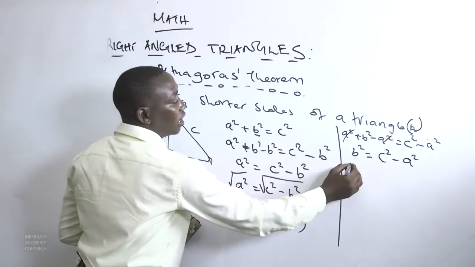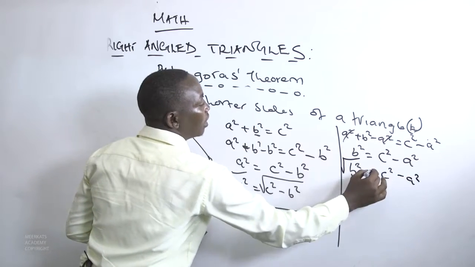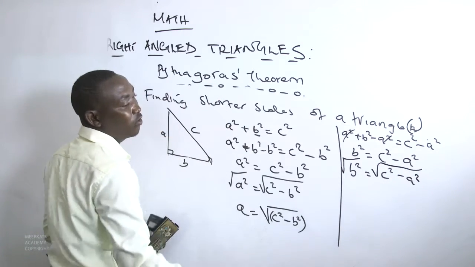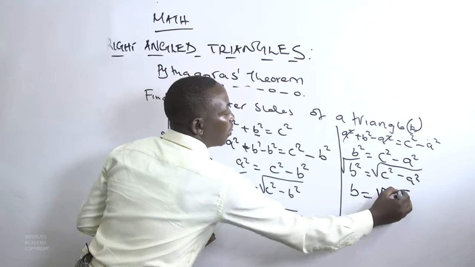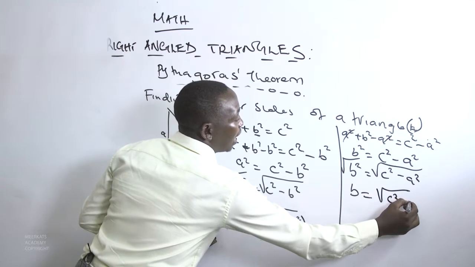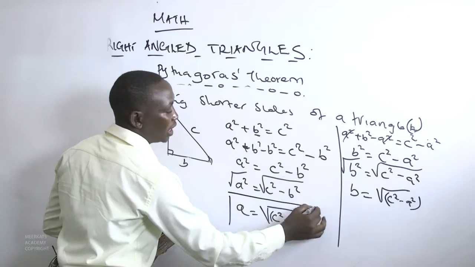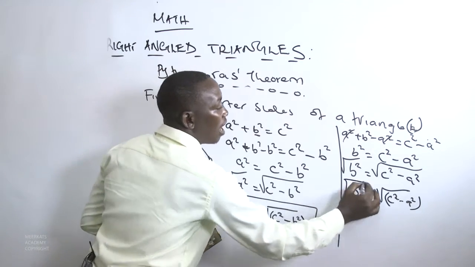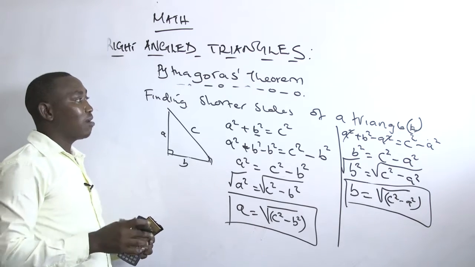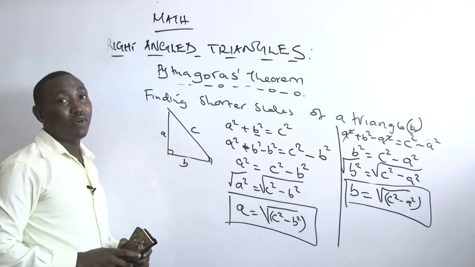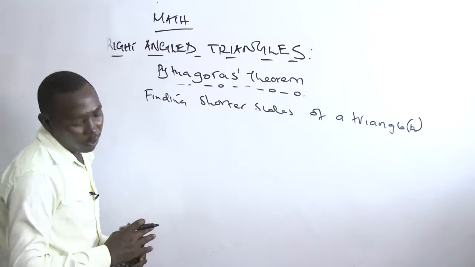And therefore, to get the exact value of b, we need to get the square root of both sides. When you get the square root of the left hand side, it will give you b is equal to the square root of c squared minus a squared. So these two particular formulas are the ones we are going to apply in finding the length of the shorter sides of a triangle.